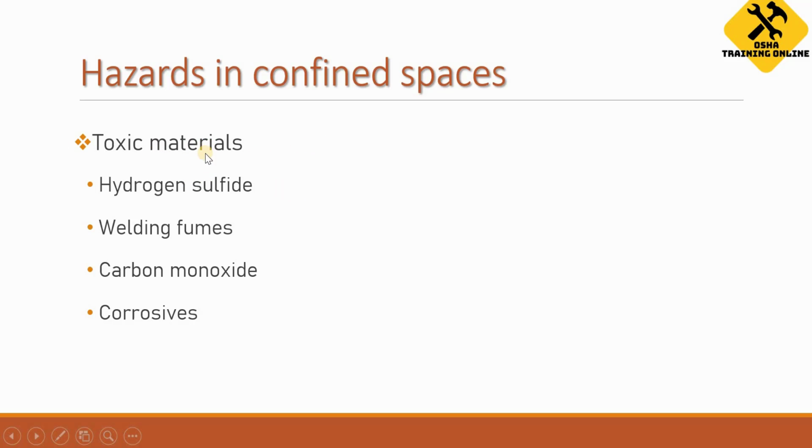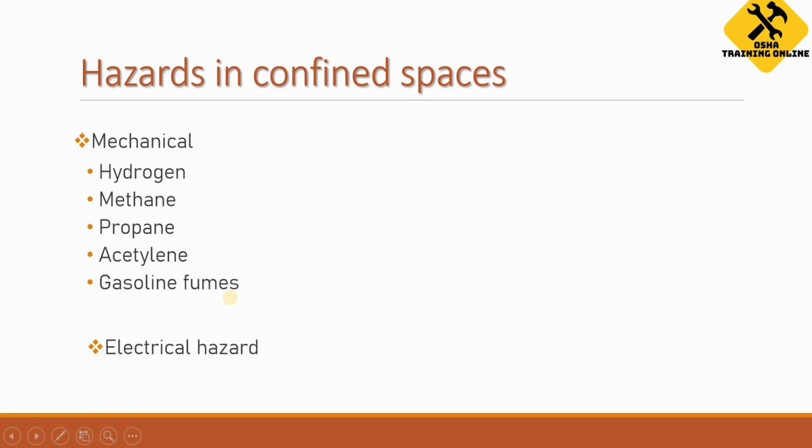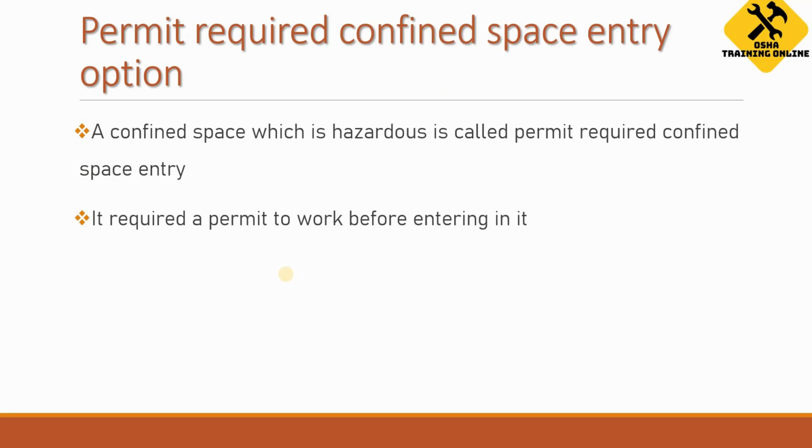So a safety officer has to make sure that workers do not come in contact with these materials, and he has to follow certain procedures in order to make the confined space danger free. There may be mechanical hazards such as hydrogen, methane, propane, acetylene, and gasoline fumes, and also electrical hazards. There may be electricity inside the confined space. So a safety officer has to take initiatives in order to protect the worker working in the confined space, and for this he has to issue a permit which will be fulfilled before starting the work inside the confined space.